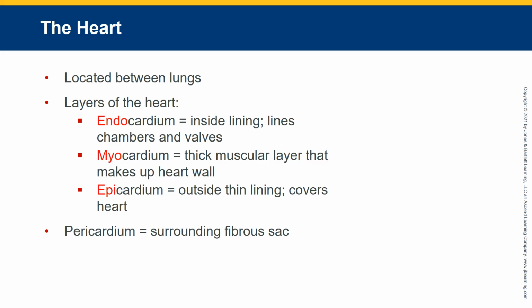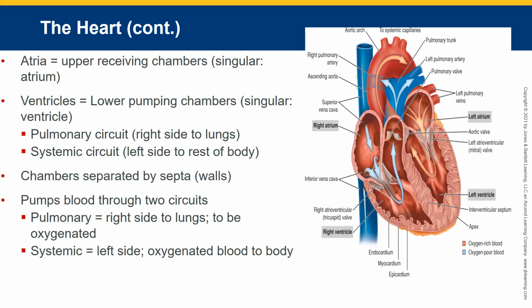Pericardium is a sac that surrounds the entire heart, and it protects it. It keeps it separate from the rest of the space within our thoracic cavity. So it's a protective sac that's kind of fibrous and covers the whole heart. The heart sits within that pericardium. All right, so let's look at the heart, and then we're going to look at how it pumps around.